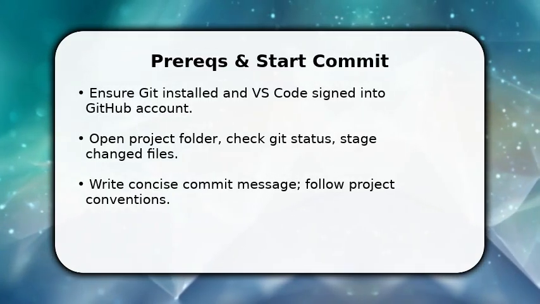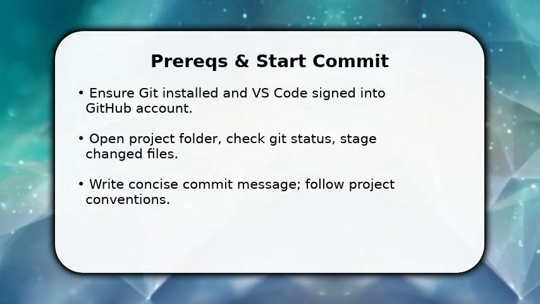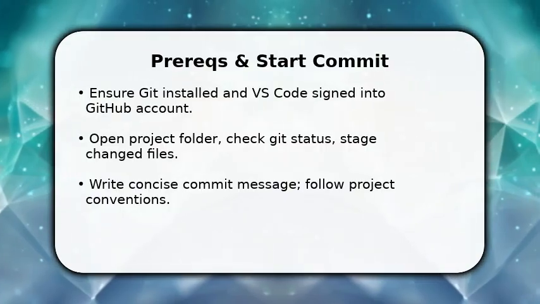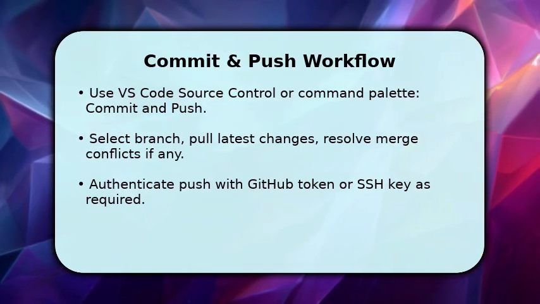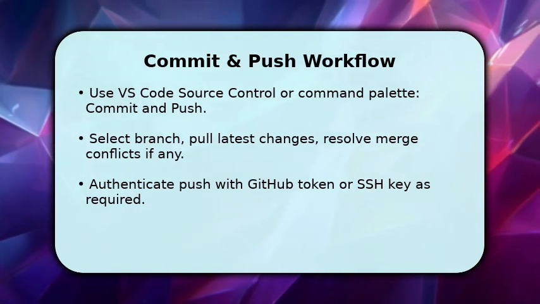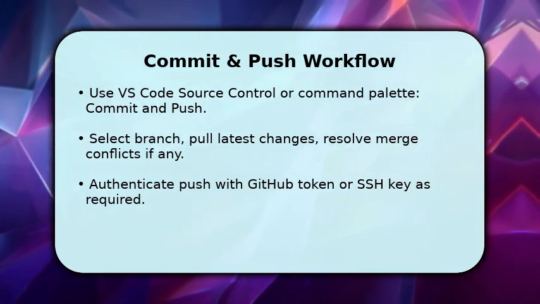Make sure to craft a clear commit message that explains why the change exists, then prepare to commit locally so you can push it to GitHub. Now you commit and push. Type your message in the source control input and click commit or use git commit -m in the terminal, then select push to send changes upstream.